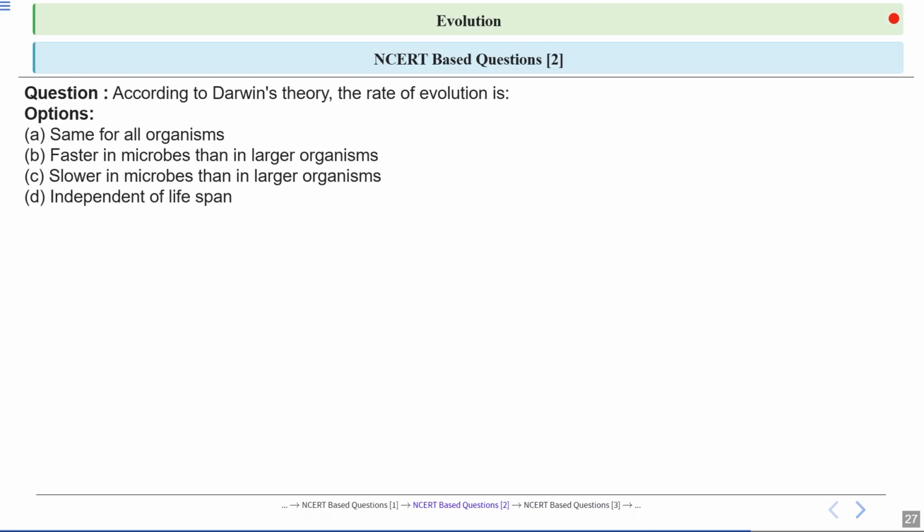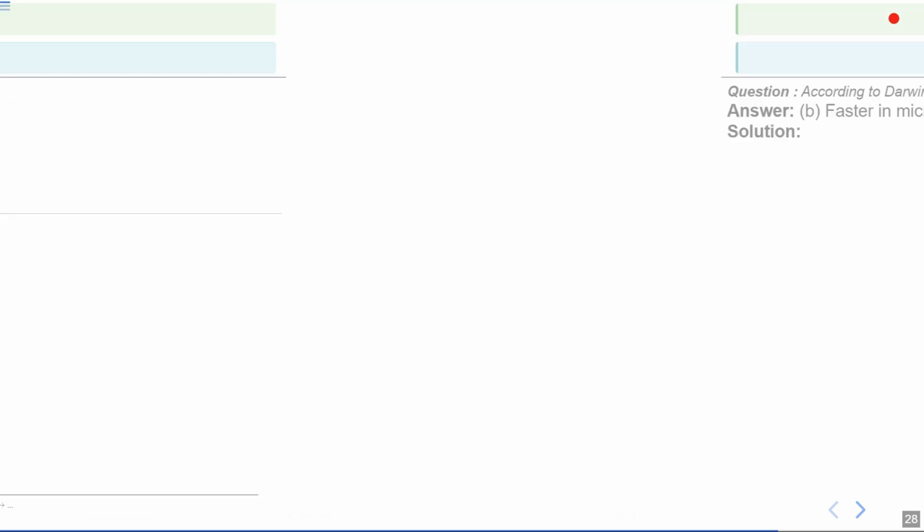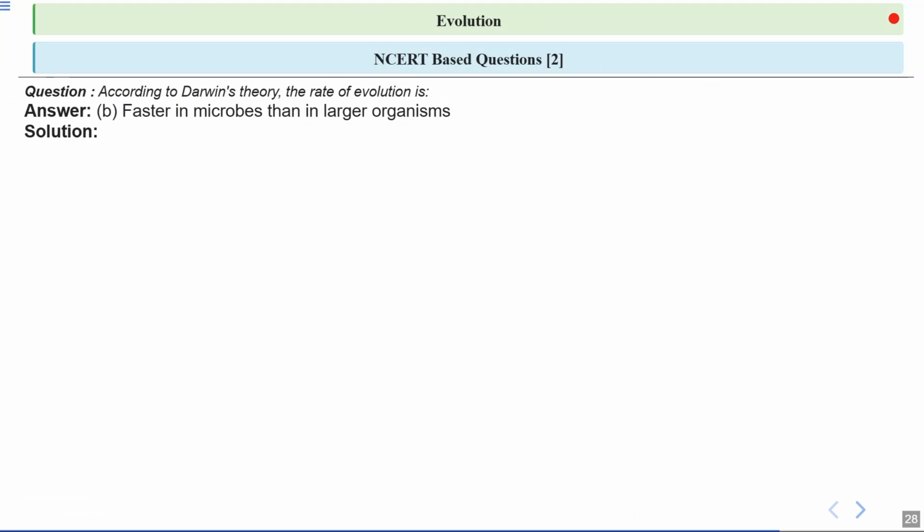Next question: according to Darwin's theory, the rate of evolution is, what are the options? Same for all organisms, faster in microbes than in larger organisms, slower in microbes than in larger organisms, independent of lifespan. What is the correct answer? Let's have a look at the answer. The answer is option B, faster in microbes than in larger organisms.